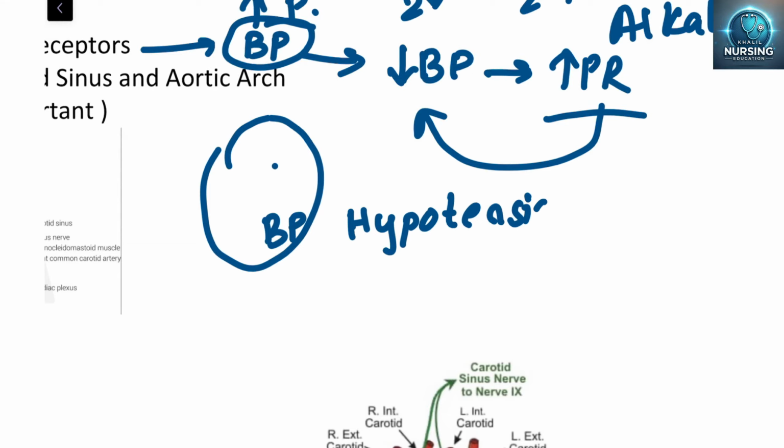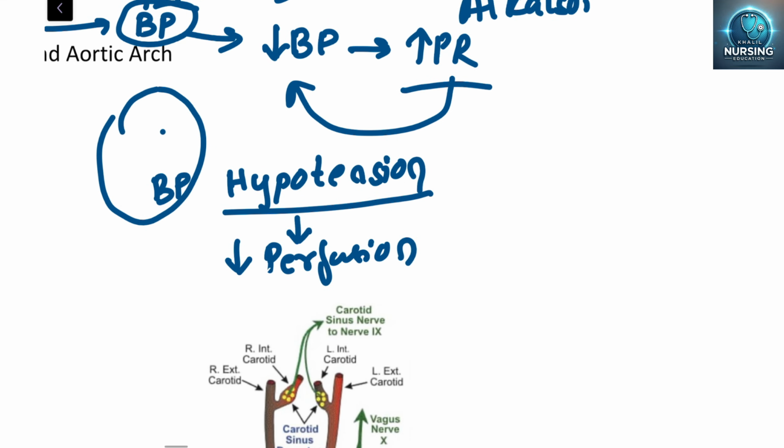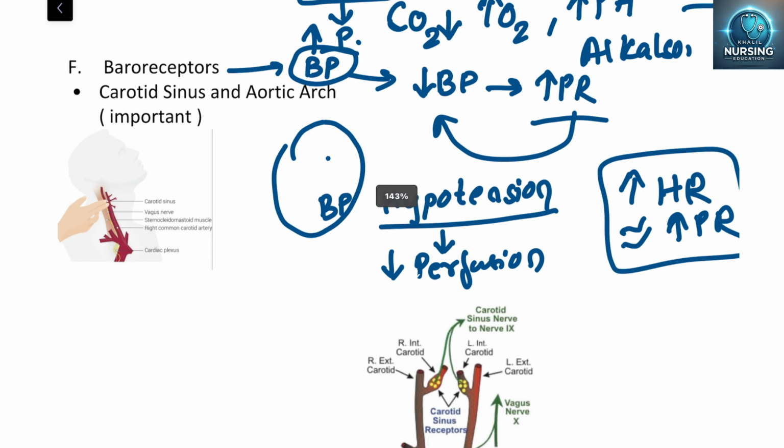Whenever there is hypotension, there is a decreased perfusion to the organs. So in order to compensate, in order to supply the blood, the heart will do the compensatory regulation, that is increased heart rate. It is nothing but increased pulse rate itself. Okay, I hope you understood this one.